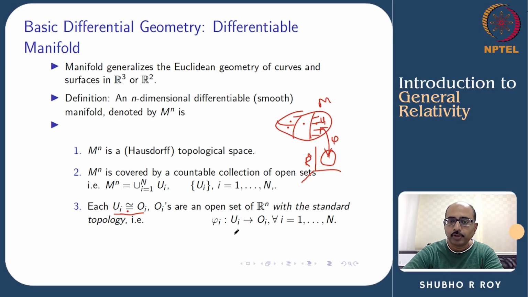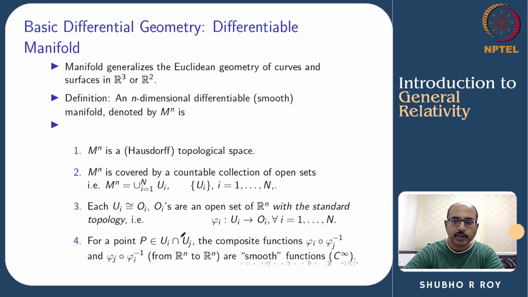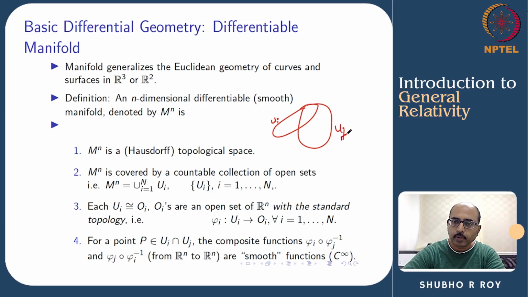These homeomorphisms from these open sets U sub i to some open set, for example O sub i, are denoted by phi sub i. Okay, phi sub i is the homeomorphism. And finally, consider a point P which lies in the overlap of two open sets. So you have a manifold, and let's say you have two open sets which cover a certain part of the manifold, Ui and Uj, and you have a point P which lies in the overlap.